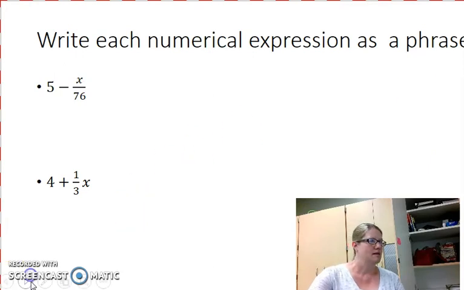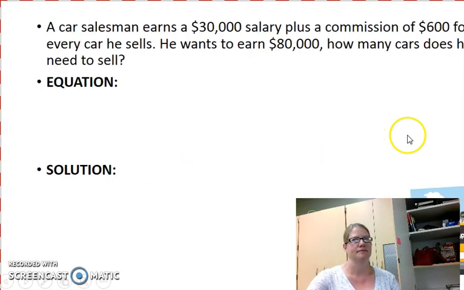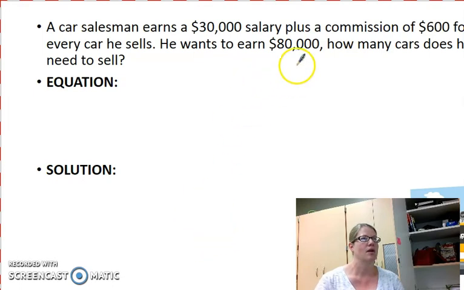All right, let's try a story problem. A car salesman earns a $30,000 salary plus, so there's a keyword, plus, that means we're going to be adding on. So plus, that means I'm going to be adding something to this $30,000 salary. So we're going to be adding a commission of $600 for every car he sells. So we don't know how many cars he's going to sell yet. So we're going to call the number of cars he's going to sell, since we don't know it, it's an unknown, we're going to call it C.